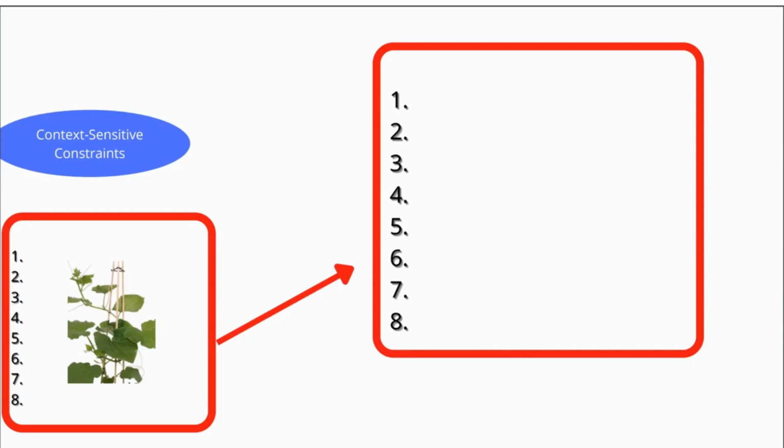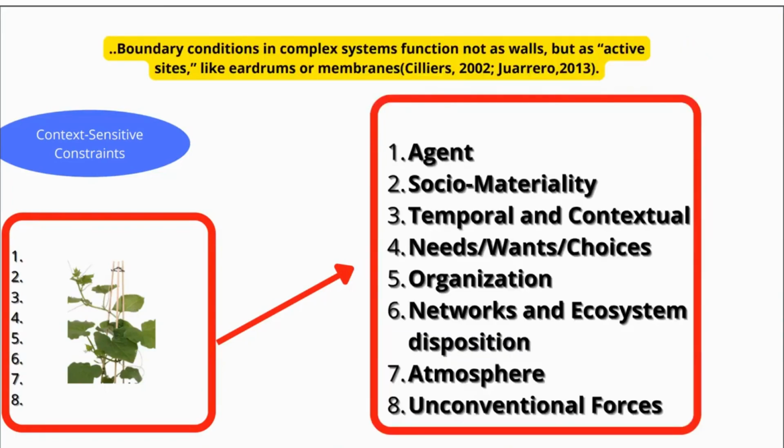So the 8 default exploratory dimensions that were introduced based on attractor dimension thinking are: number 1, the agent dimension. Number 2 is socio-material dimension. Number 3 is temporal and contextual factors. Number 4 is needs, wants, and choices. Number 5 is organization and delivery system. Number 6 is network and ecosystem disposition. Number 7 is atmosphere. And number 8 is unconventional forces.